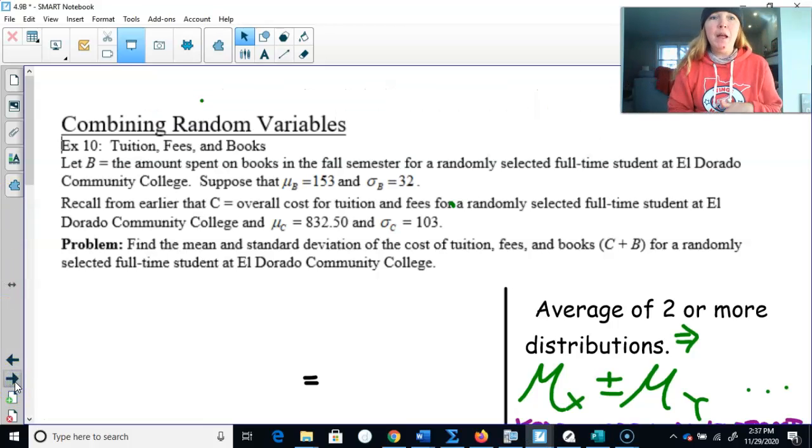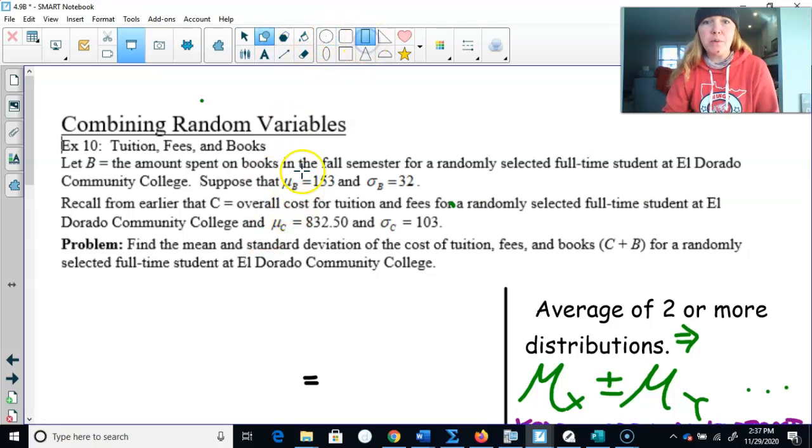Let's get started. The amount of money spent on books in the fall semester for a randomly selected student at El Dorado Community College is B. Suppose that mu of B is equal to 153 and the standard deviation of B is equal to 32. I'm just going to put a rectangle around this, noting that we have one mean and one standard deviation. Then recall that C equals the overall cost of tuition and fees for a randomly selected full-time student at El Dorado Community College. This is what we found earlier in the last video.